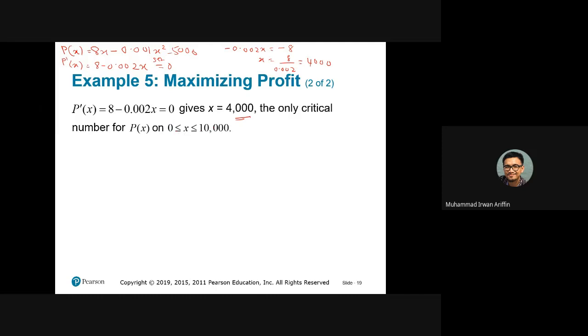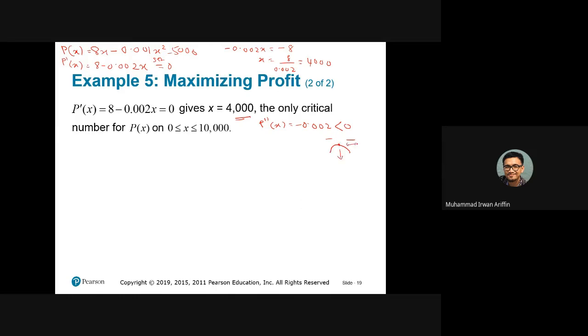So now we can apply theorem number 3, the second derivative test, to check whether this is truly a maximum or a minimum. How do we do this? We simply need to take the second derivative of the profit function. What is the second derivative? This would be 0 and this would be negative 0.002, and it is negative. So when it is negative, we know we have an absolute maximum because this is concave downward.